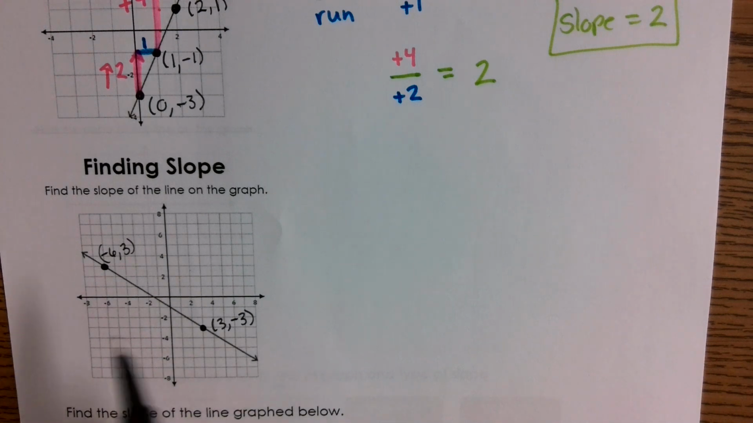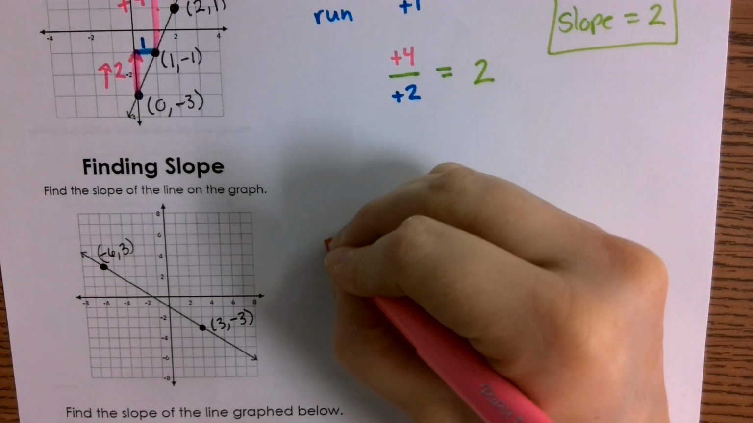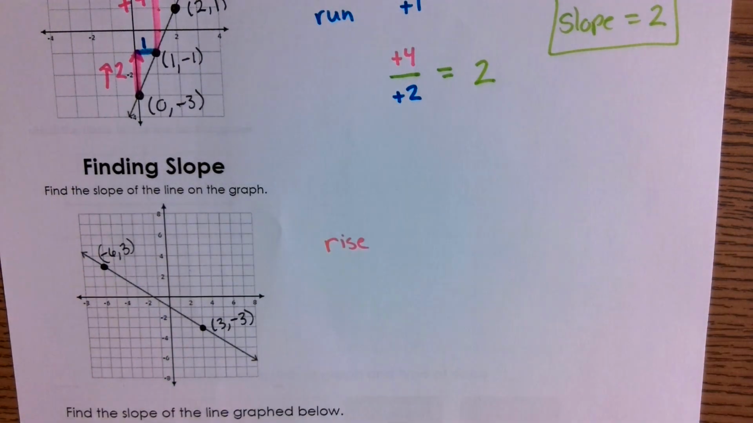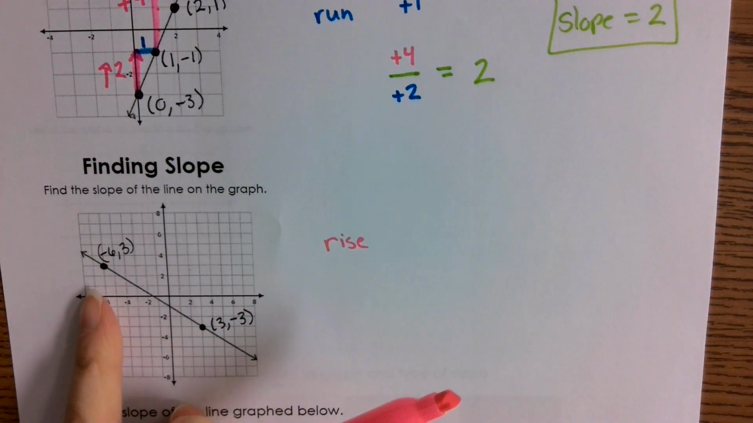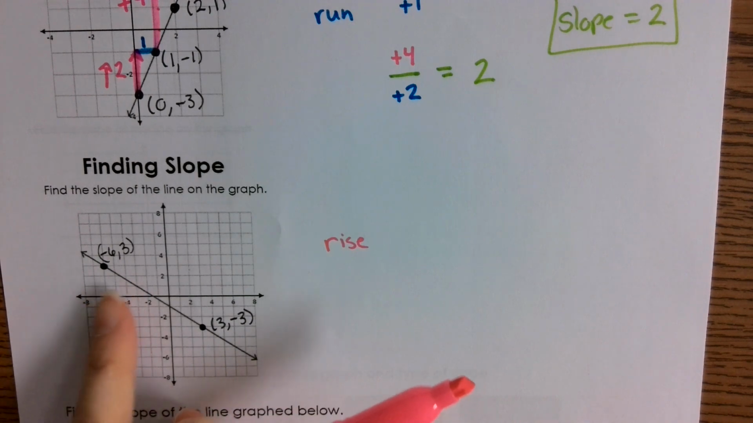And yes, there are points in between, but I'm just picking any 2 points that I want on this graph. And then I'm going to identify my rise over my run. So we're going to talk about the rise first. The rise is what's taking us either up or down. Are we going to go up? So we always start with the left. We always start from the very far left point.